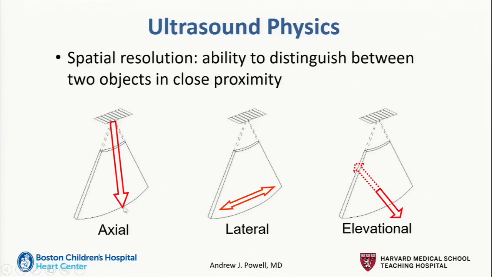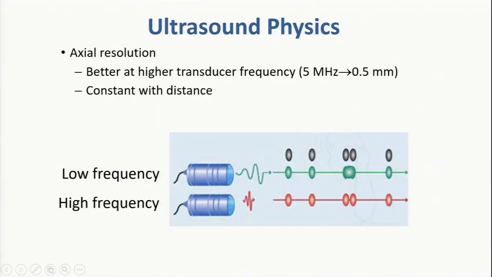When you talk about spatial resolution, you have to think about the different directions. So there's the axial direction, which is in line with the direction of the ultrasound propagation. There's the lateral direction, kind of the left-right direction on the sector. And then finally, there's elevational, which is above and below the sector plane. So we're going to just look at each of these individually, briefly.